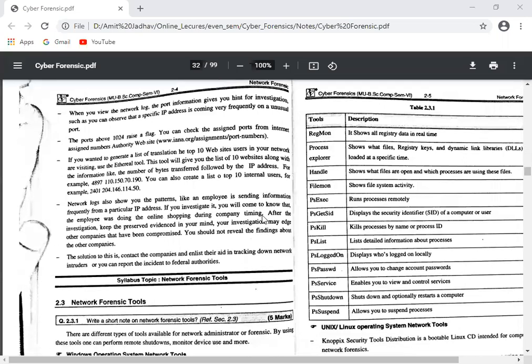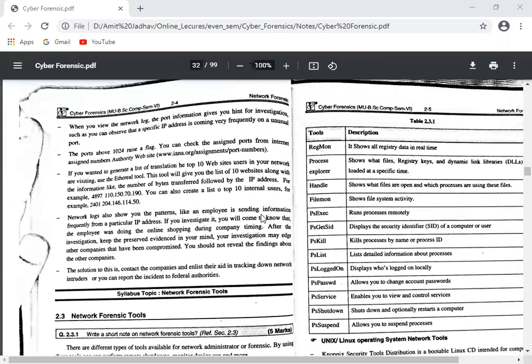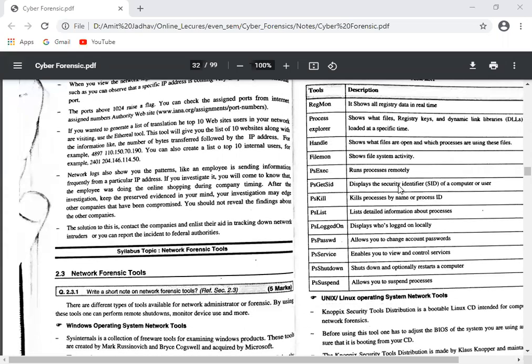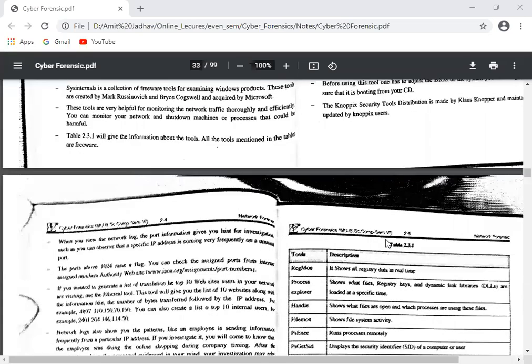In today's lecture, we are going to see the network forensic tools. In the last lecture, we saw some tools that we use in network forensics, like Regmon, Process Explorer, Handle, FileMon, PsExec, PsFile, PsGetSid, PsKill, PsList, then PsLoggedOn, PsPasswd, PsService, PsShutdown, and PsSuspend. Also, we discussed some tools that we use in a Linux operating system.